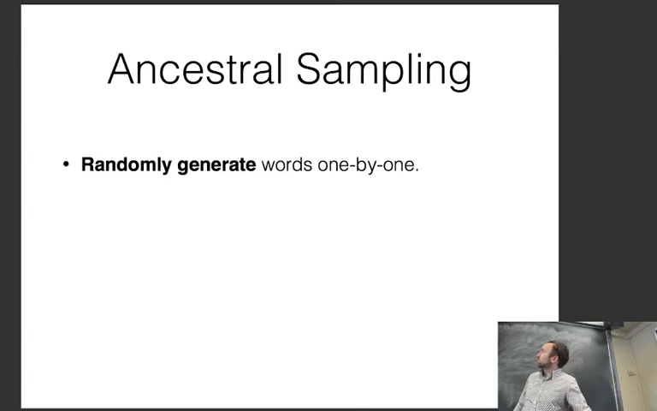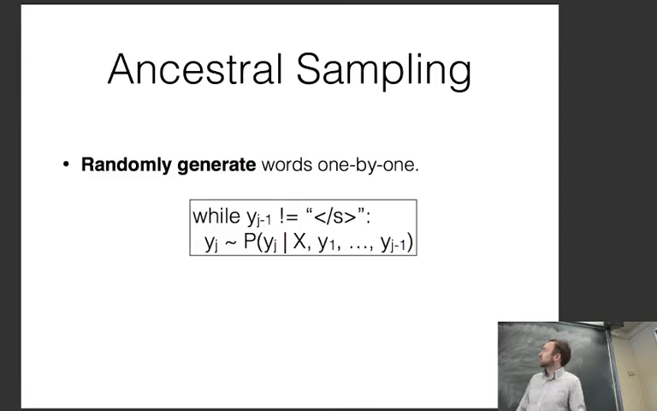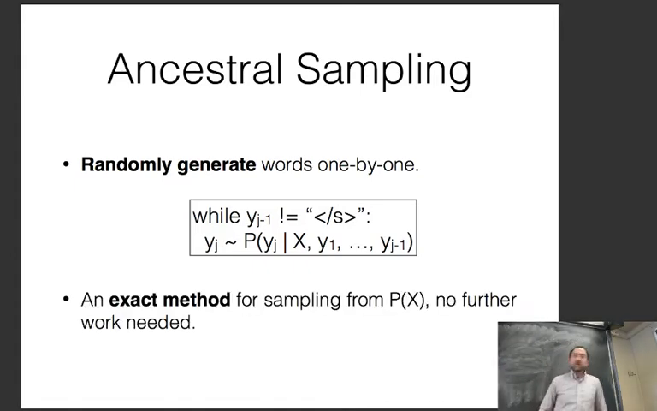And for sampling, it's a simple algorithm like this. So while you haven't reached the end of the sentence, you randomly sample a word from this probability. An important thing about this is it's an exact method for sampling from P of y given x. Which means that we don't need to even worry about a search problem when we're trying to sample. So this is the best possible sampling algorithm we can do. It exactly randomly samples from this distribution.